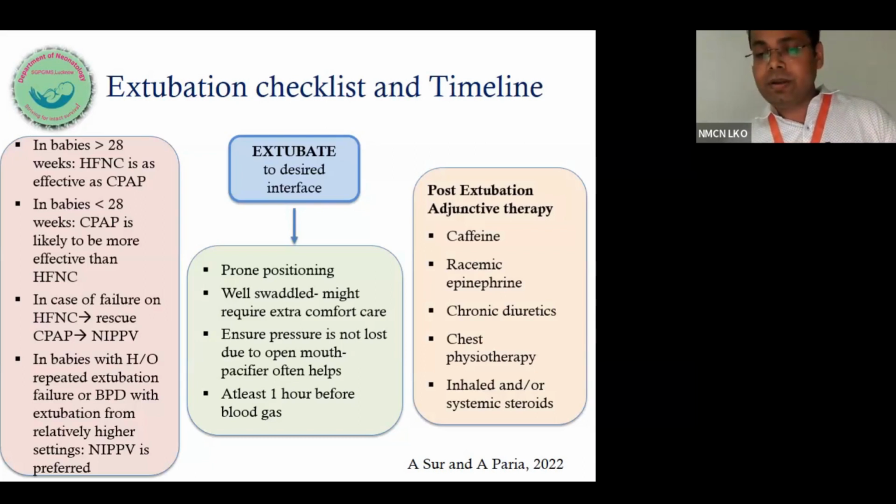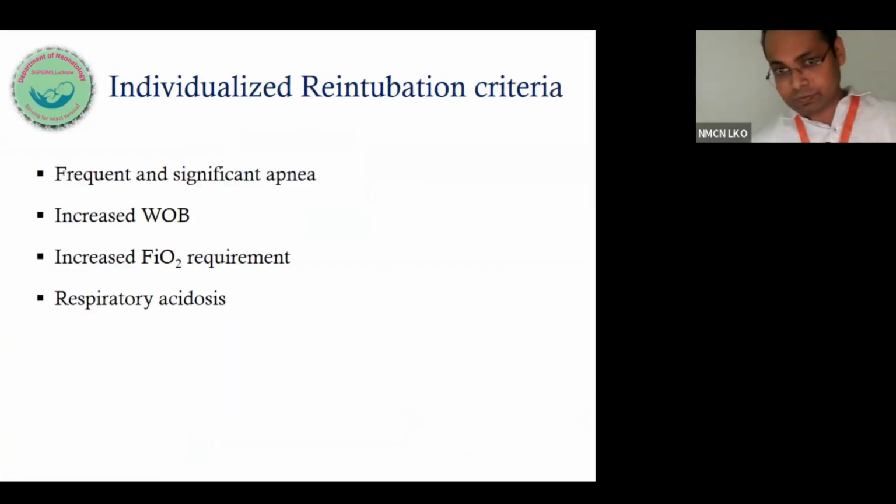Chest physiotherapy should be done, inhaled or systemic steroids can be used, and ongoing monitoring and evaluation should be continued. Some of the babies might require reintubation also. We have to look for signs of increased work of breathing, frequent apnea, or an increased FiO2 requirement, which should be pre-decided. Suppose you decide to reintubate the child at 60 or 70% FiO2 requirement, then if the child is requiring more FiO2 than that, the child should be reintubated. And if there is persistent respiratory acidosis, then also the child needs to be reintubated.